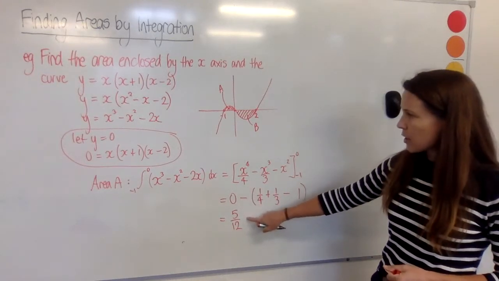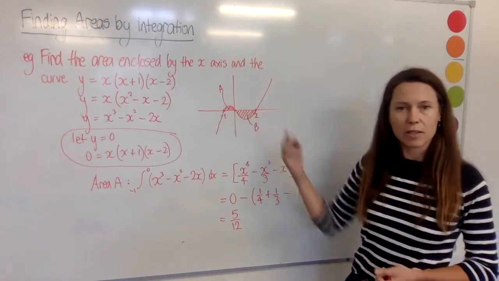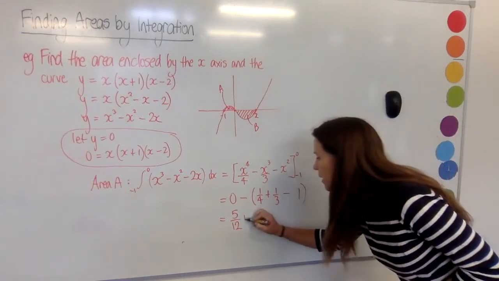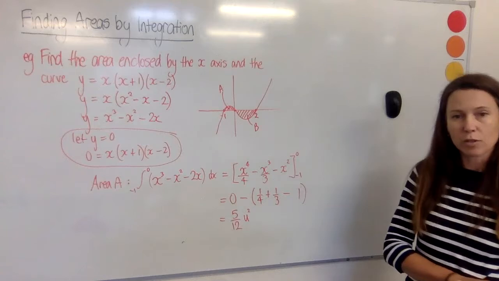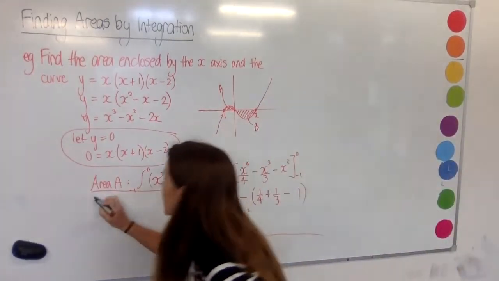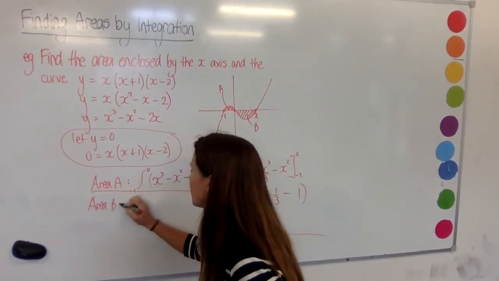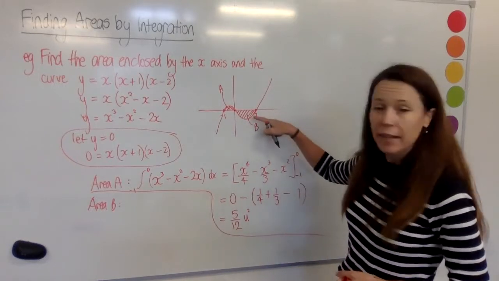Now, this area is positive, and just check that makes sense. Yes, because it's above the x-axis. So this is now an area, and I can say that that's in units squared. Okay, now for area B, let's squeeze that in over here. I know that it's below the x-axis.